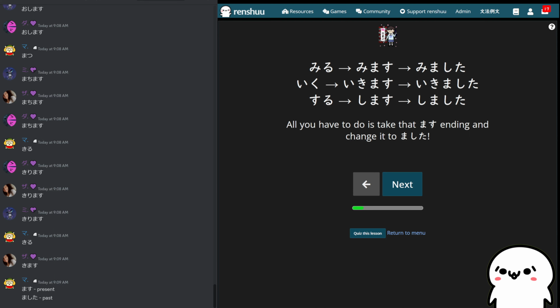If you look at the screen, we just have a few examples. We've got miru, which would be to look. That's mimasu or mimashita. Miru, mimasu, mimashita. If we have to go somewhere, we have iku. Present tense will be ikimasu. Past tense is ikimashita.